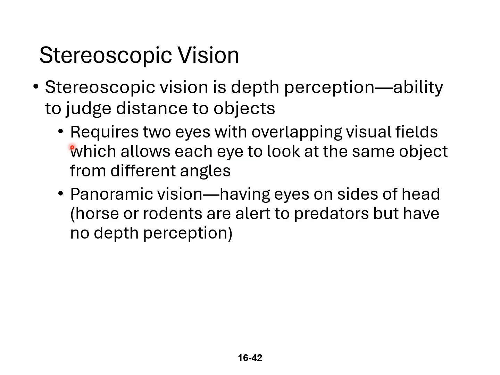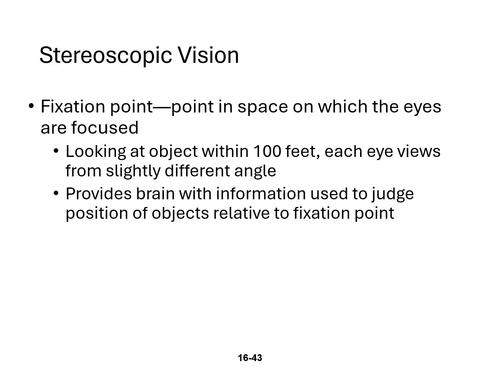So what happens is it's when each eye looks at the same objects from different angles. Those angles can be judged differently in the brain, and that's how you can see how far that is away from you. Panoramic vision, having eyes on the sides of our heads. Horses and rodents are alert to predators but have no depth perception because they see a wider field, but because there's no overlap, they have no idea how far away those are.